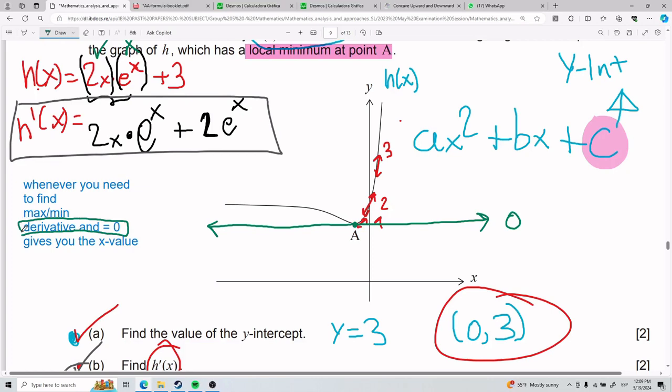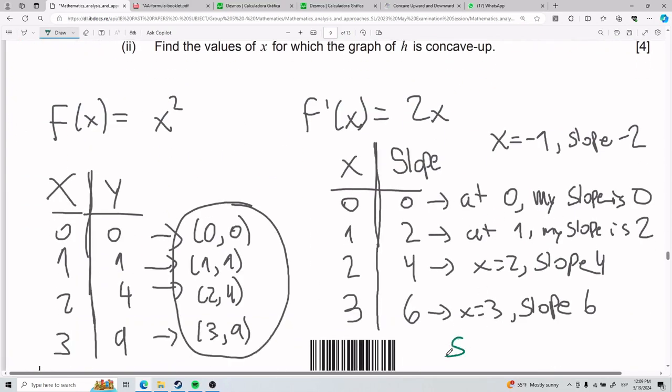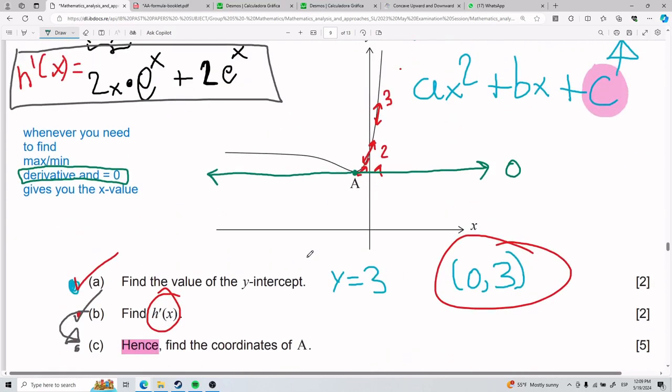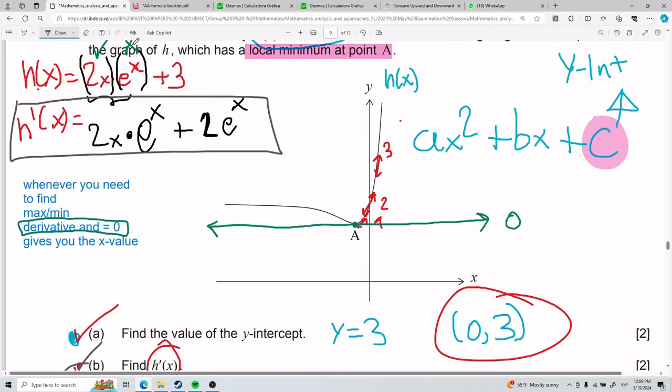equal to 0, basically you're doing the question the other way around, right? You're saying slope 0, what's x? That's what you're asking. So if the slope is 0, what is x? The minimum and maximum always has a slope of 0. And so for finding the coordinates of A, you're going to take your derivative and equal it to 0.